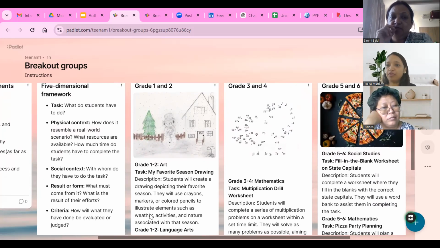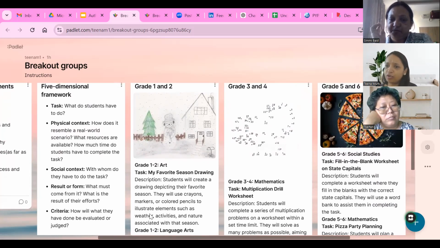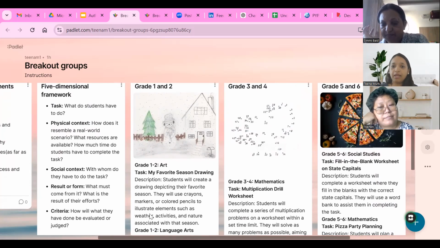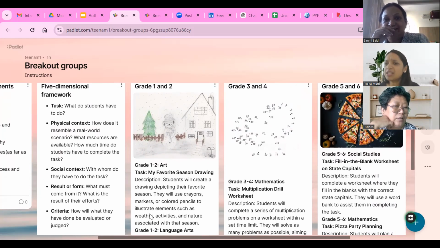So what do students have to do? Is it clear to the students what they need to do? Right. Is it resembling a real world scenario? Some, right. But what about in this multiplication drill? This is practice. This is just a practice, right?